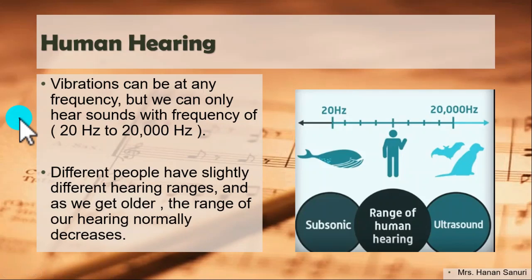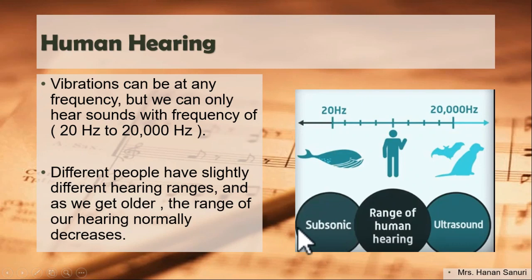Now, vibrations can be at any frequency. But we, as humans, can hear only sounds with a frequency between 20 hertz and 20,000 hertz. Only this range, from 20 hertz to 20,000 hertz. Some animals have a range above this called ultrasound, okay? It can be heard by bats and dogs.